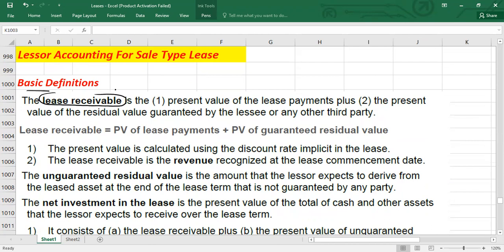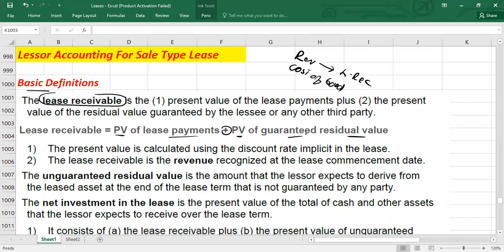Because in the sale type lease, the lessor has to record the revenue and also the cost of goods sold. The revenue is always equal to the lease receivables. So what are the lease receivables? Lease receivables include the present value of lease payments. Lease payments mean installments. Simply, we need to calculate the present value of the installments which we are going to receive over the lease period, and we add the present value of the guaranteed residual value by the lessee or by any other third party.